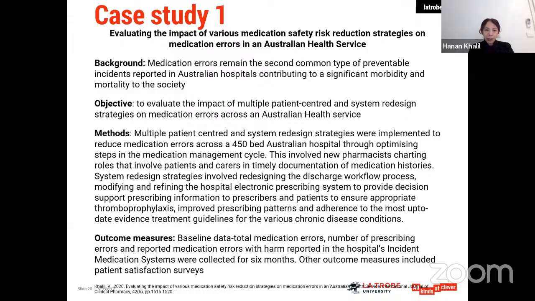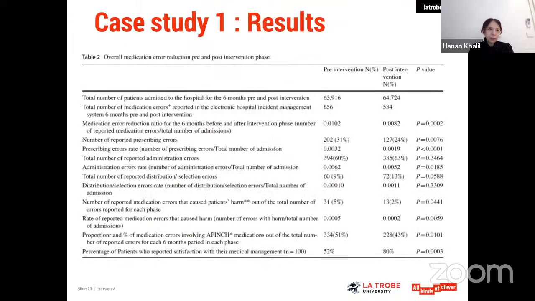Now, for this particular project, the pharmacist who was involved managed to collect baseline data. The number of medication errors, prescribing errors, and reporting errors were collected for 6 months. Other outcome measures were also included, like patient satisfaction surveys. So this particular project involved many outcome measures, and these are the outcome measures that the pharmacist collected. As you can see, that's a list of all the outcome measures.